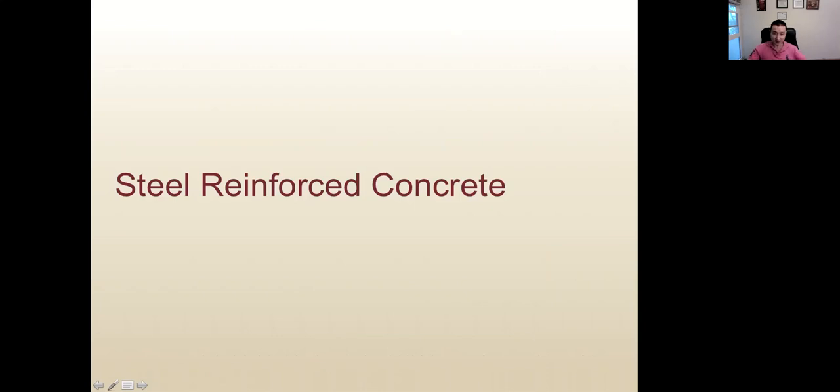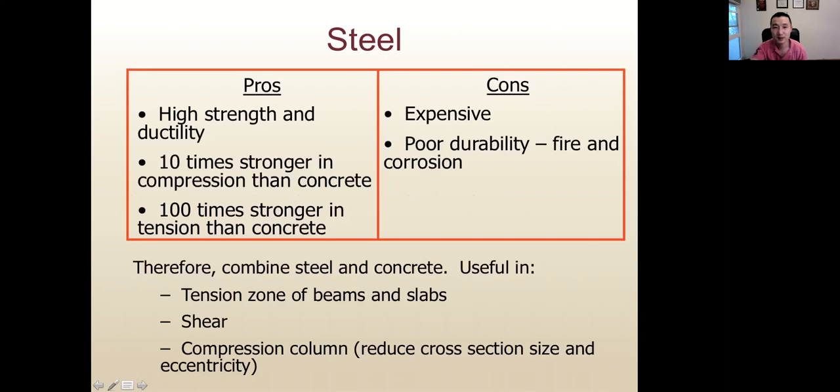All right, so that's the introduction of SCC. Next, let's look at steel reinforced concrete, basically the steel rebar. Compared with concrete, steel has much higher strength and is much more ductile. It is 10 times stronger compared with traditional concrete under compression, and in tension it is 100 times stronger. The tensile strength and the compressive strength of steel are almost the same. For concrete, it is much stronger under compression compared with tension.